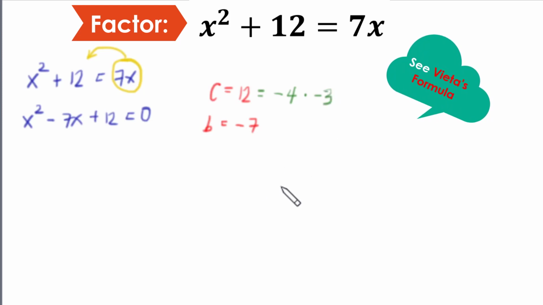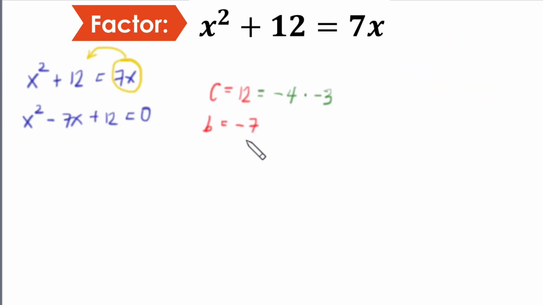Okay, so let us check. If we add negative 4 and negative 3, does it give us negative 7? Okay, so it's correct. Negative 4 plus negative 3 is negative 7. So I will now use these factors. I will write it as x minus 4, since that is minus 4, multiplied by x minus 3, that is again equal to 0.